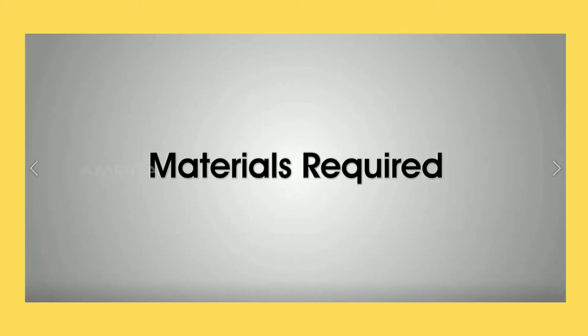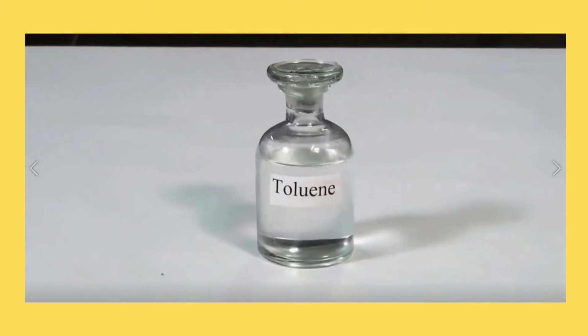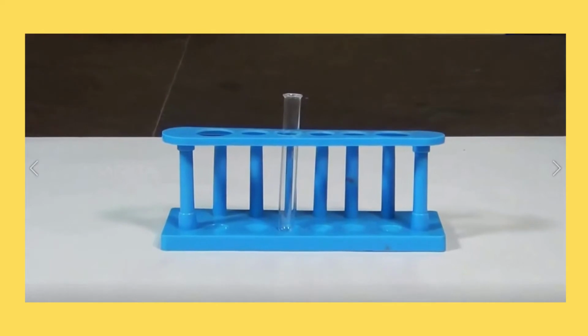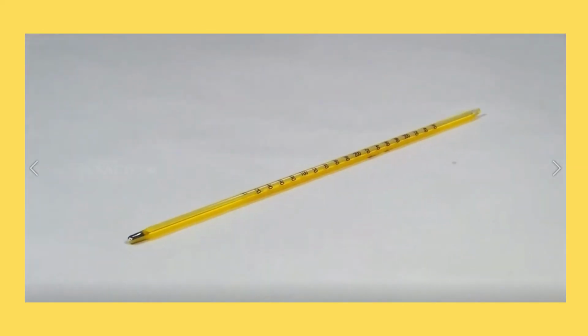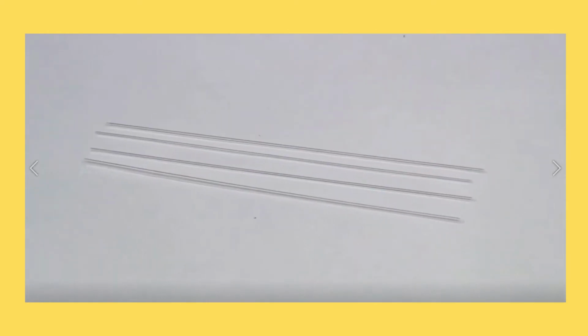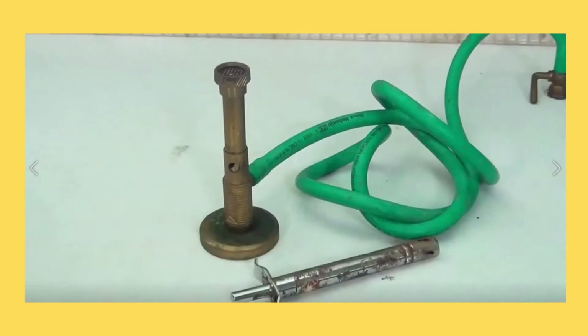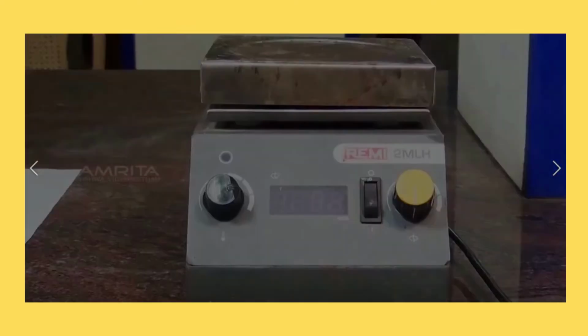Today we will find out the boiling point of an organic compound. To find out the boiling point of an organic compound, we need the following materials: paraffin liquid in a 100 milliliter beaker, toluene, test tube, thermometer, capillary tubes, dropper, rubber band, stirrer, stand and clamp, Bunsen burner and hot plate.